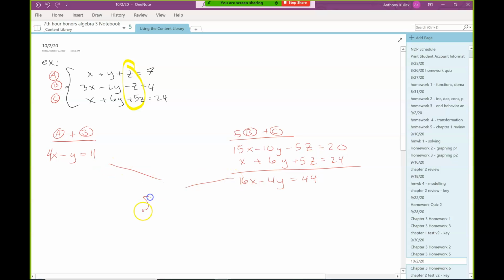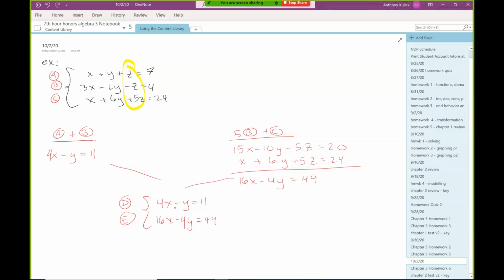And if I take those together, I have the system 4x minus y equals 11 and 16x minus 4y equals 44. Let's make that a little bit more obvious. That's a 4. Looked a little 9-ish before. Is everybody okay with how I've gotten to here?